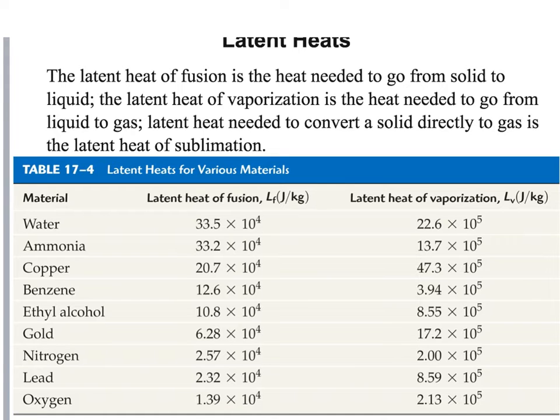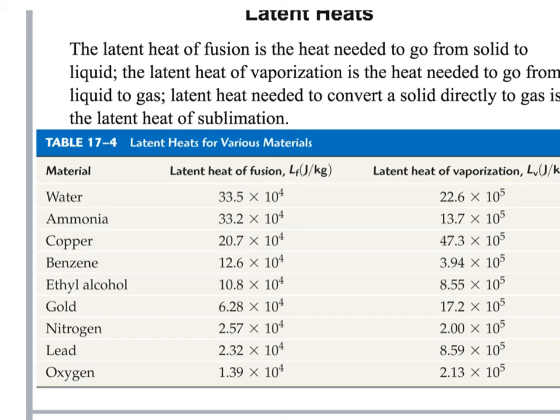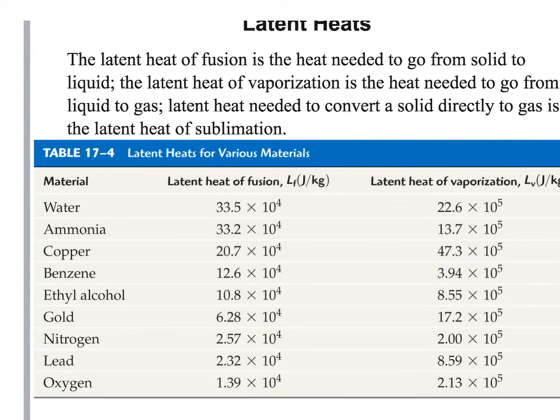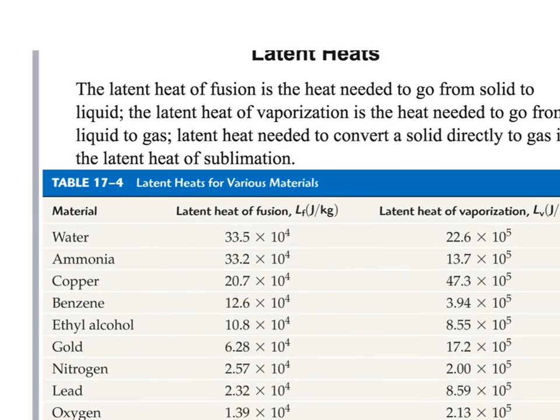So the latent heats, there's a few different. We have latent heat of fusion and latent heat of vaporization. The latent heat of fusion is the heat needed to go from a solid to a liquid, whereas the latent heat of vaporization is the heat needed to go from a liquid to a gas. The latent heat to convert from a solid directly to a gas is the latent heat of sublimation, and we don't have that shown on the chart here. We just have the latent heat of fusion and the latent heat of vaporization.